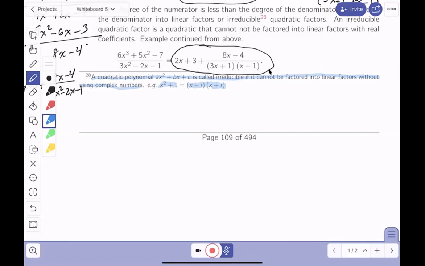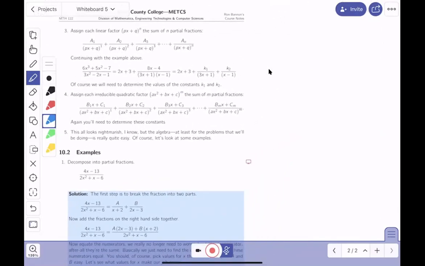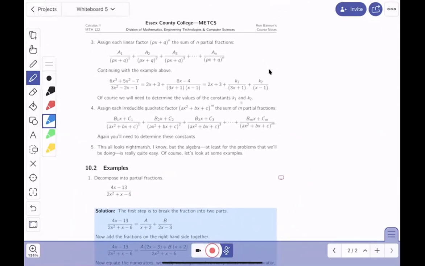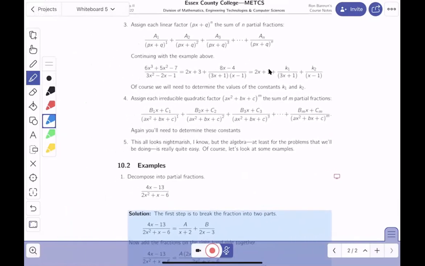All right. We go to the next page, and this is where a lot of students get really screwed up. These things over here. So again, we'll go through examples, and I'll just hopefully jog your memory, which you did in Math 119. Now, granted, when this is written out in an abstract way, this might be hard to follow, but we'll go through those examples. It says, assign each linear factor the sum of n partial fractions. This might be tough for you to look at and read. We'll go through examples, of course, when we get there.